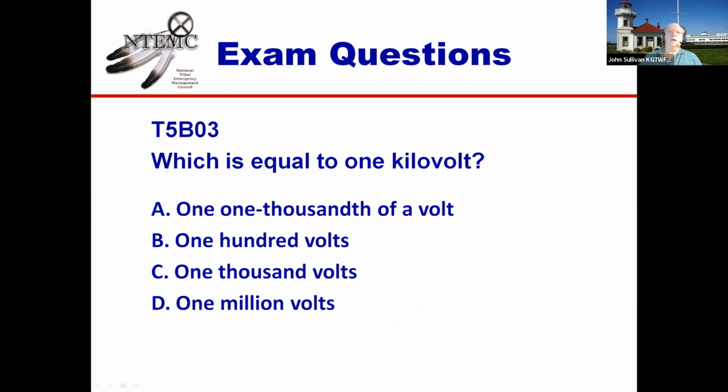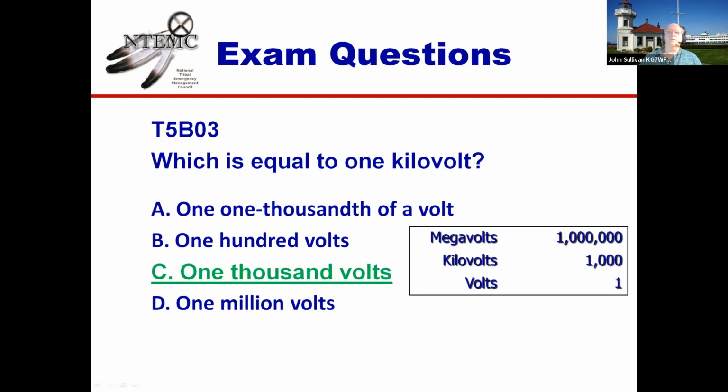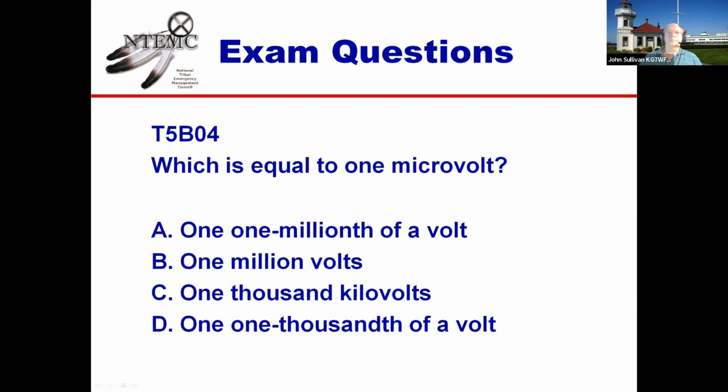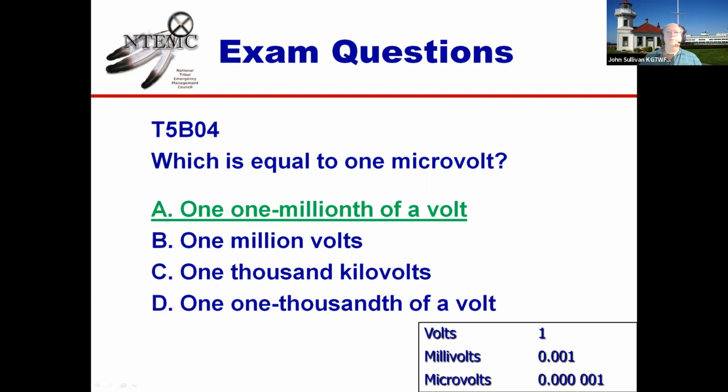So kilo is for what? Kilo is for thousands. So that would be 1,000 volts. Kilovolt. And what would be equal to a microvolt, right? A microvolt. So micro is a millionth. So it would be 1/1,000,000th of a volt. So you can see that what you kind of need to know is those terms are fairly significant. There's a number of questions, so the odds of getting one of these is pretty much up there.